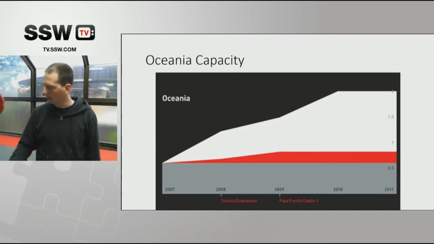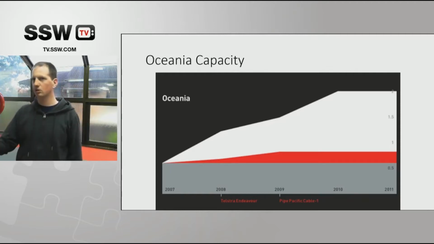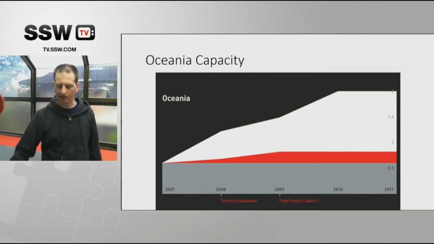What you can see down the bottom here is 2008 is Telstra Endeavour. That's a big cable that Telstra commissioned from Australia to Hawaii. And then this is a really significant one, the Pipe Pacific cable, 2009, it got lit up.